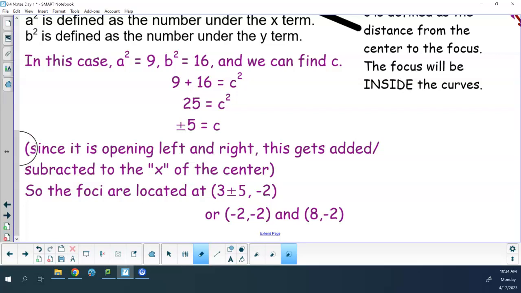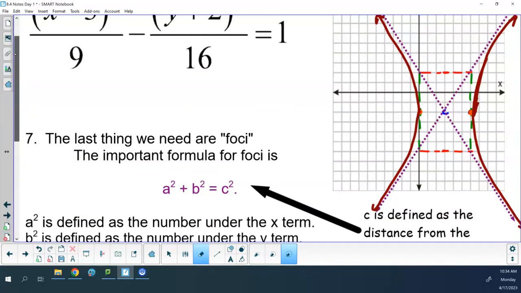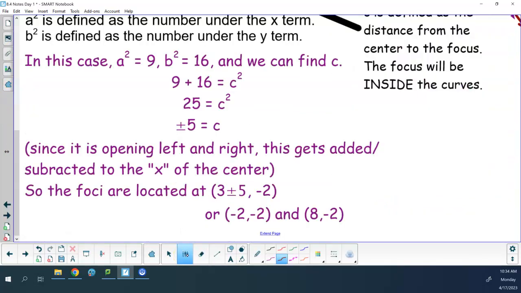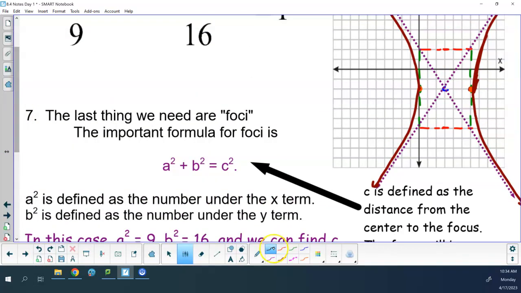On the graph, again, the distance to the foci is 1, 2, 3, 4, 5. So my first focus would be there, which is the point 8, comma negative 2. The other one, 1, 2, 3, 4, 5. My other focus is right there, which is the point negative 2, comma negative 2.